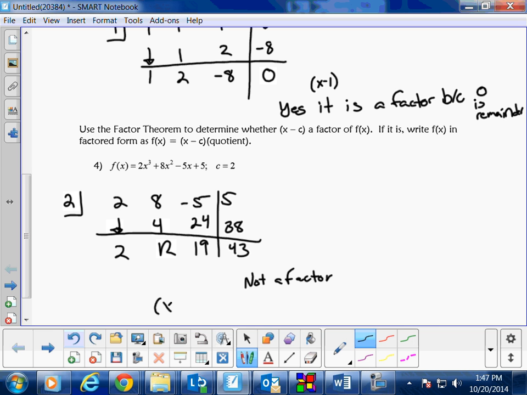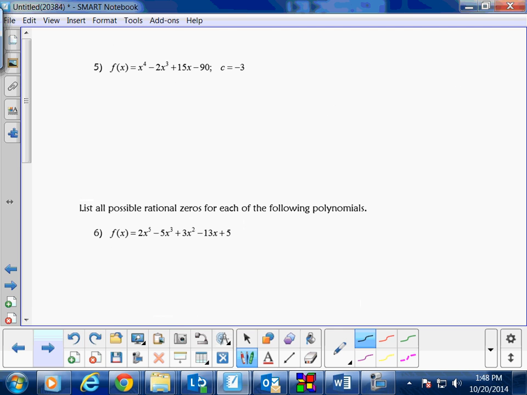It would just be x plus 2. Actually, not x plus 2, x minus 2. Remember, you're always putting in the opposite value you have there. And that would have been 2x squared plus 12x plus 19. And then you have plus 43 over x minus 2. There you go. All right. Let's go ahead and head over to the next page.